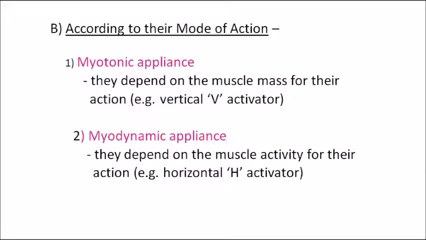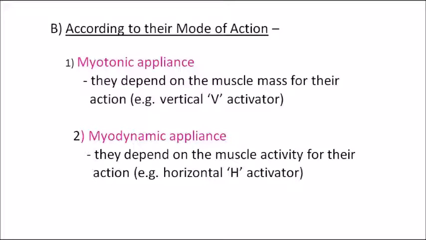Now, the second classification is based on their mode of action. So, the first one was depending on the support. The second one is their mode of action, which is classified as myotonic appliance and myodynamic appliance. As the term implies, myotonic, myo means muscle. So, myotonic means this appliance is dependent on the muscle mass for their action. So an example for this is the vertical V activator.